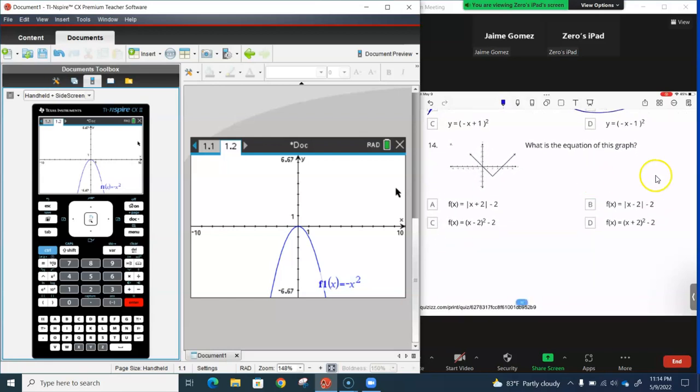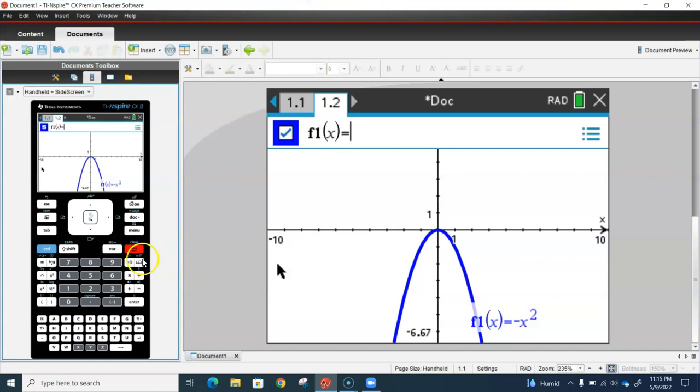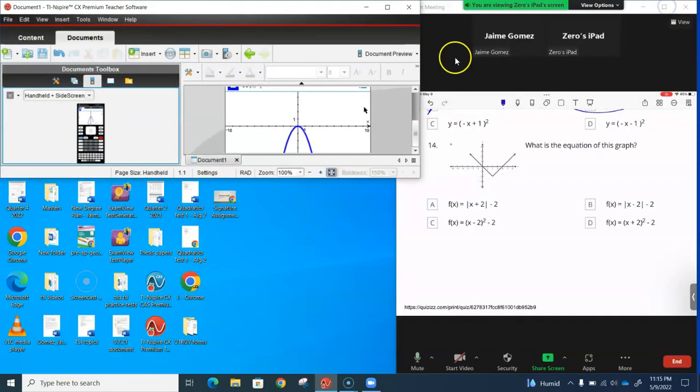Number 14. What is the equation of this graph? Again, I have to graph all of these and see which one matches. I'll just start with letter A. So now we're wondering, how do you get these little lines on the calculator, right? You go to, where is it? Here's a little book. Hard to see, but right here is a little book symbol. Click on the book, and it'll give you those lines.